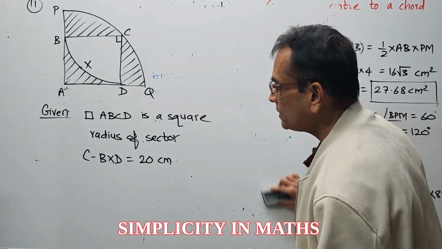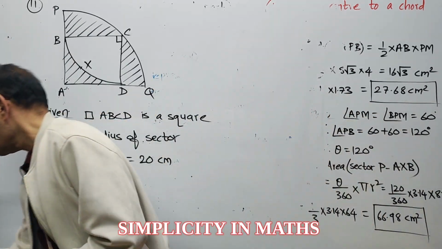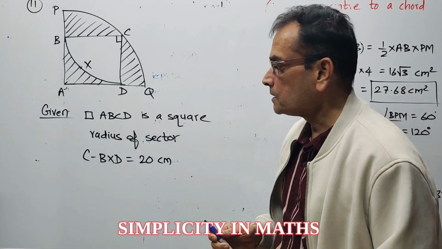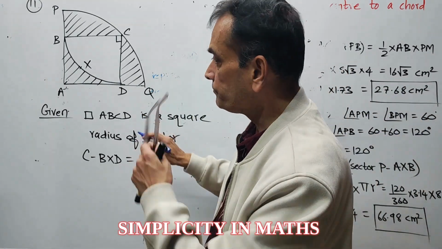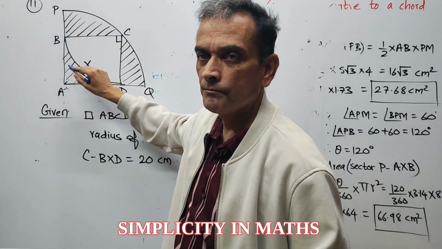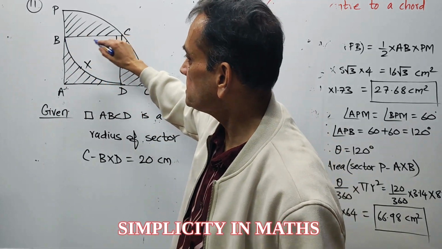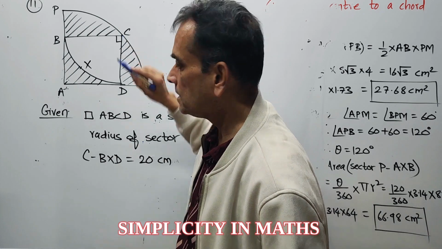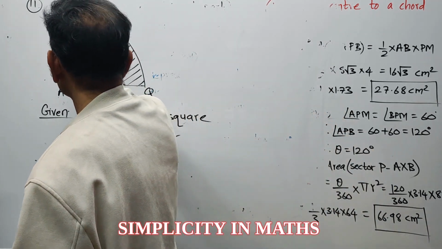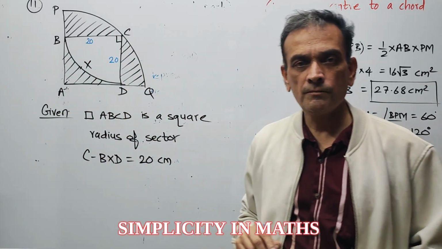I hope you have drawn the diagram now. Okay, so let us see first what is given. This is a square, but inside it there is a sector. This is a sector. Clear? Radius of that sector is 20. So here 20, here 20. Followed?